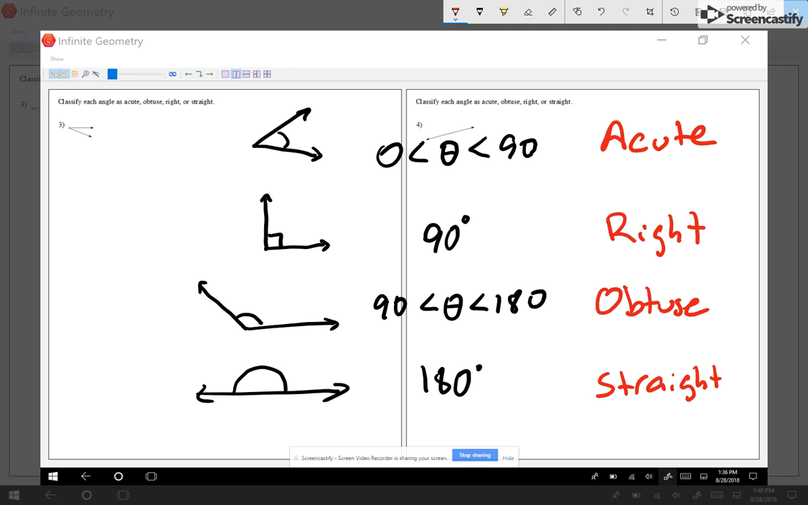If you guys come up with a better word, please let me know because I'm trying to change it, but I cannot think of a word. So obtuse is a big angle. Now, straight, if you notice, is the angle of a line. Lines are straight. So it's a straight angle. Make sure you know those names.